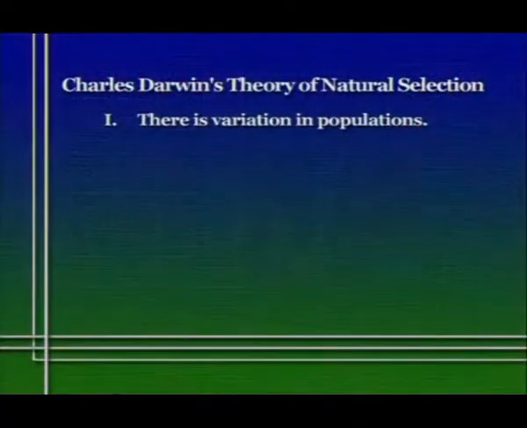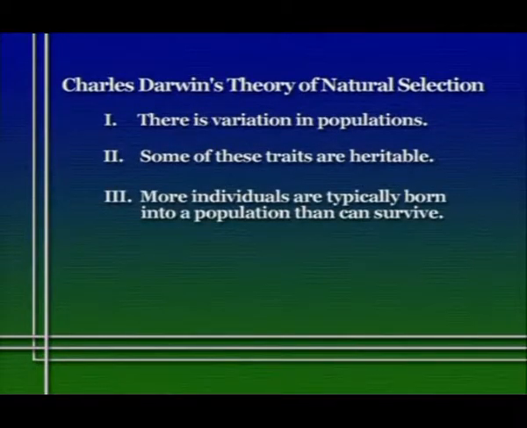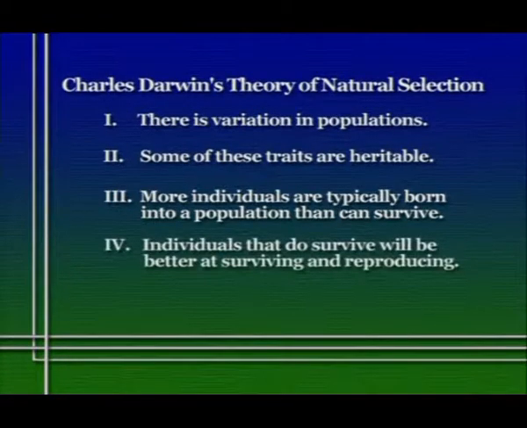There's variation in a population. Some of the traits that individuals have in populations are heritable, meaning that this variation can be transmitted genetically from parents to offspring. More individuals are born in a population than can survive, meaning that only some individuals will survive and reproduce. And individuals that do survive and reproduce are not a random subset of the population, but instead those individuals possessing traits that somehow make them better at surviving and reproducing in a particular environment.